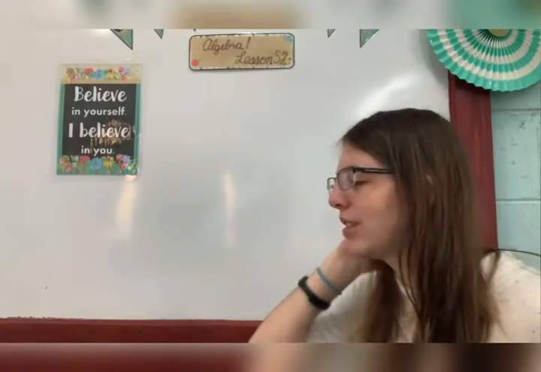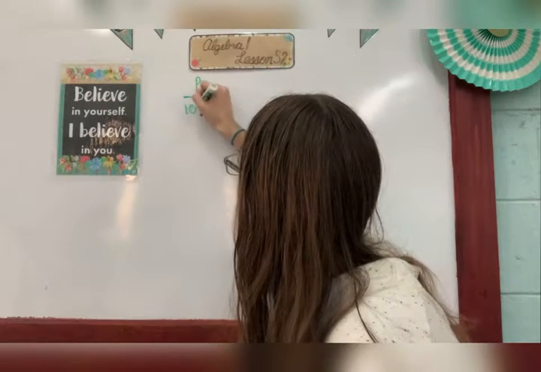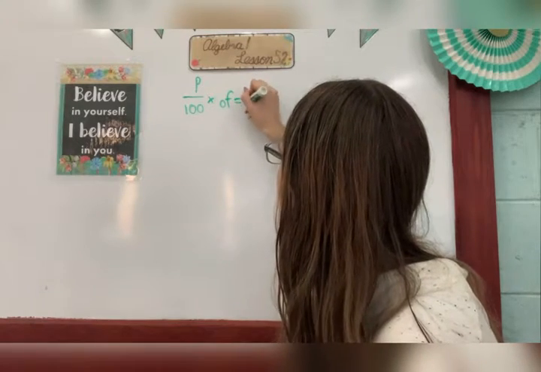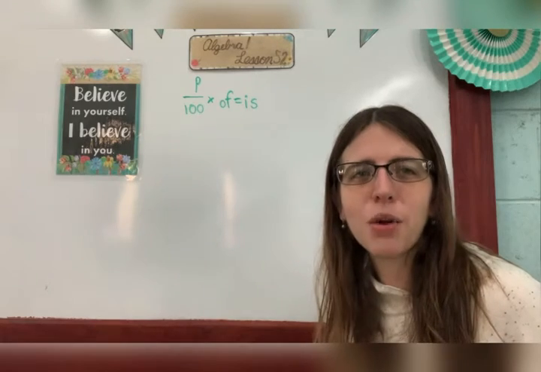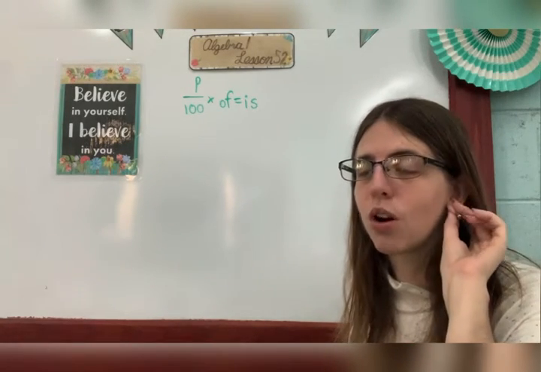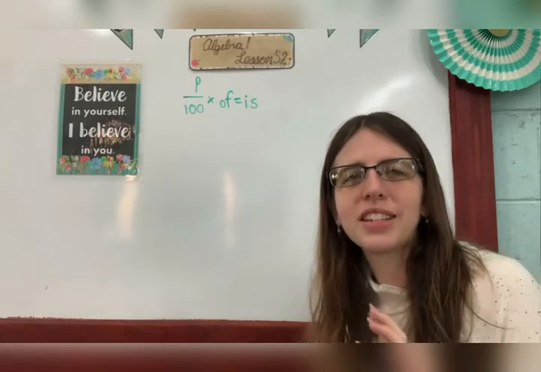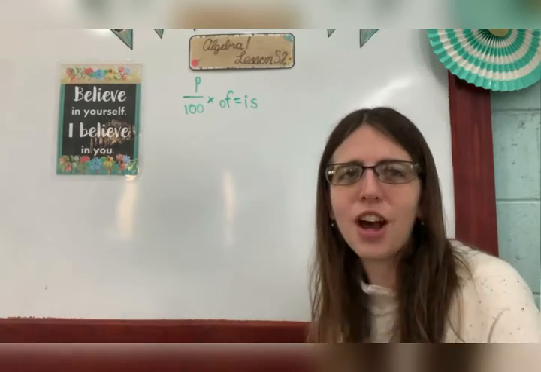We still use the same formula, which would be P over 100 times of equals is. Now remember, this P over 100 just means that you have to remember to divide your percent by 100 before you can work with it. So you just move your decimal point over 2 places. Change it into a decimal by moving the decimal point over 2 places, and you're good to go.